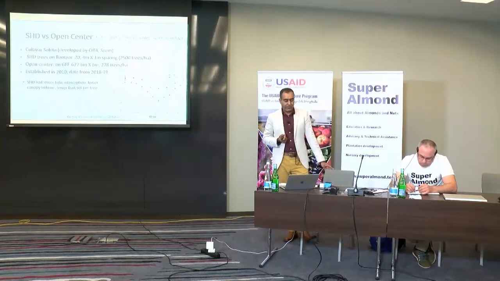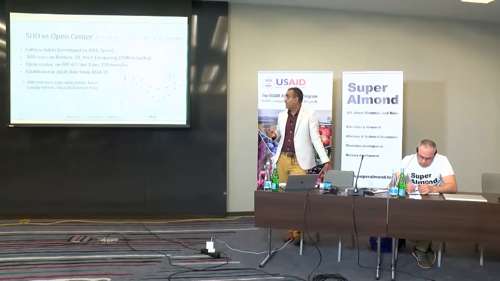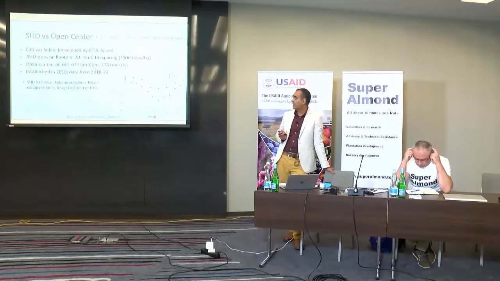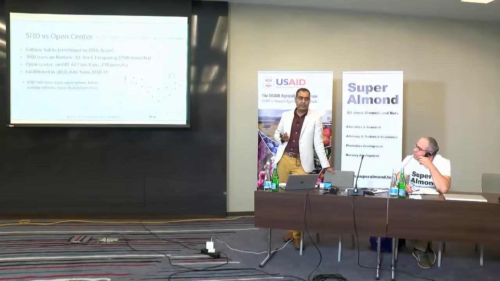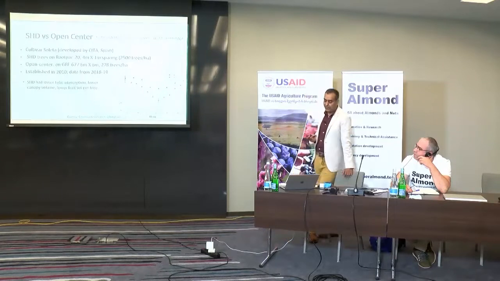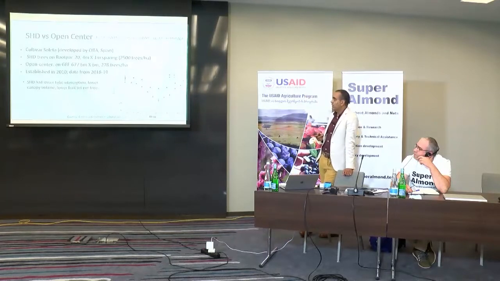There was a paper published recently on a super high density versus open center using Soleta, which is the CITA Spain developed cultivar. These trees are on Rootpack 20 at 4 meter by 1 meter spacing, about 2,500 trees per hectare. And the open center was on GF 677, 6 meters by 6 meters square planting, 278 trees per hectare. They discussed the data from 8 to 9 year old trees.